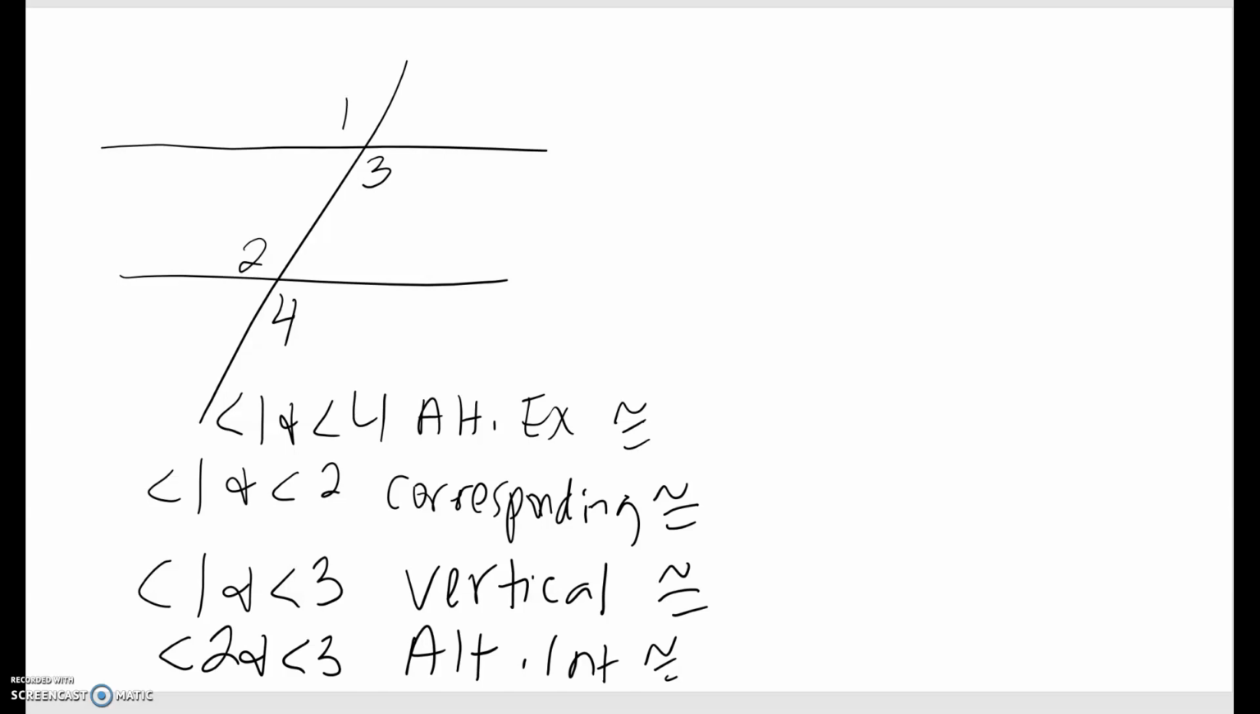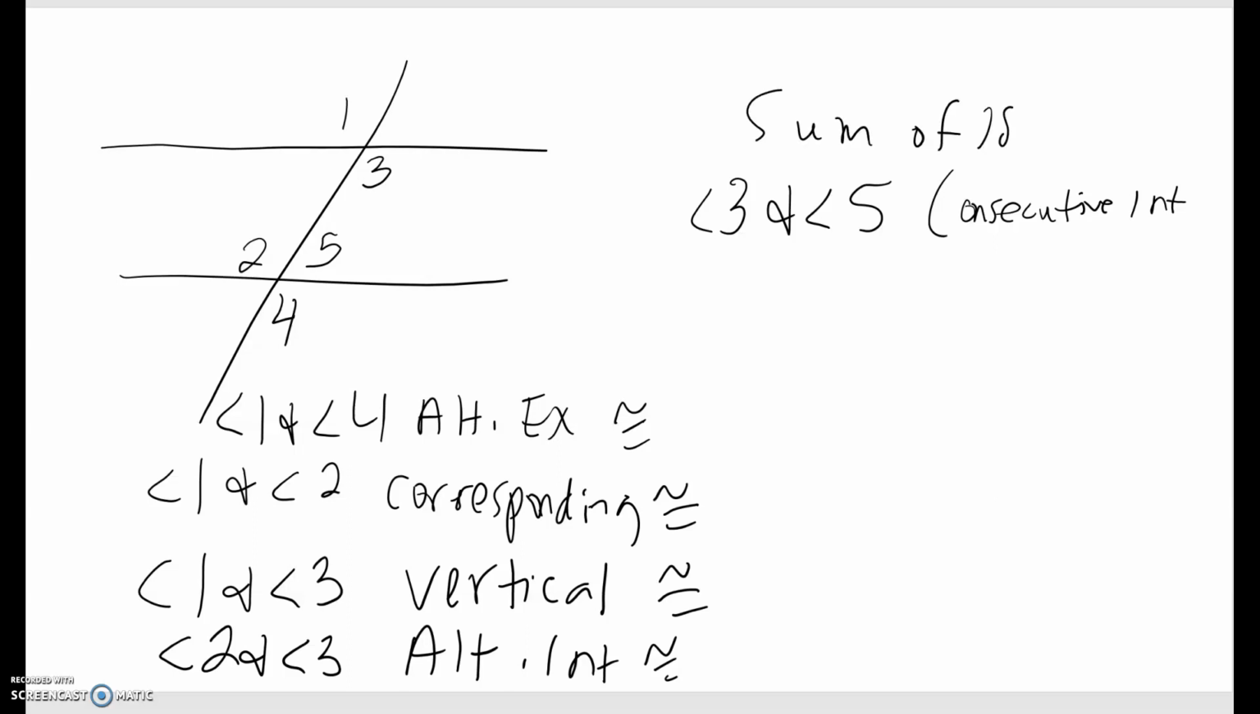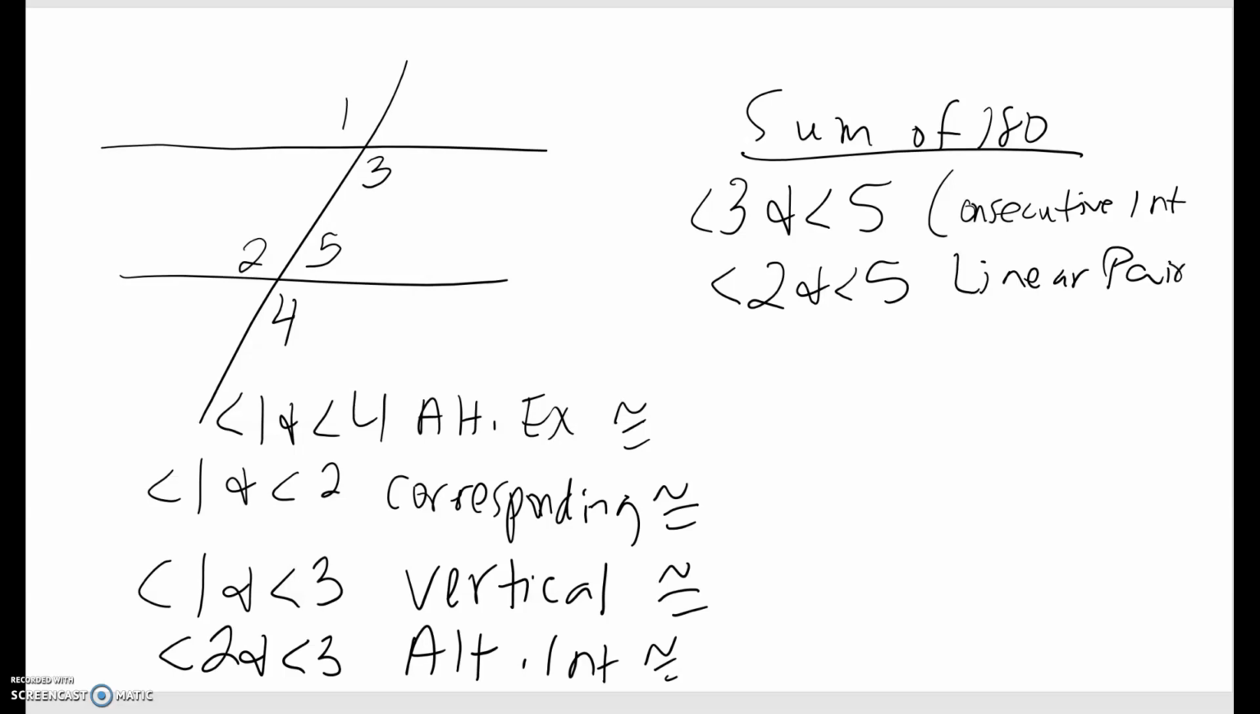Okay, so the one that typically gets left out is what happens if we put angle 5 here. So angle 3 and angle 5 should have a sum of 180. They're consecutive interior angles. So these have a sum of 180. Okay, again, we can look at things that are next to each other as well. So angle 2 and angle 5 would also have a sum of 180. Those are a linear pair. Okay, when those are next to each other and they add up to 180, that's a linear pair.